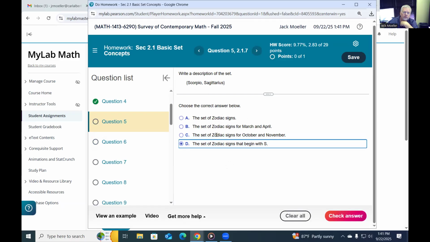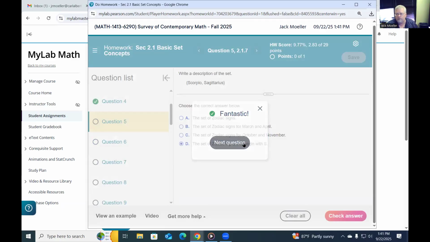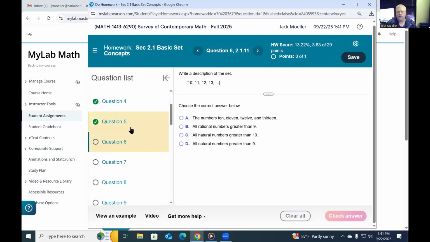So this is a question that is fair game on homework, because you could look up your zodiac signs. I would not put a question like this on the test because that requires information that you would have to look up if it's kind of specialized. So I'm just curious here. Okay, so I guess there are no other zodiac signs that start with S.